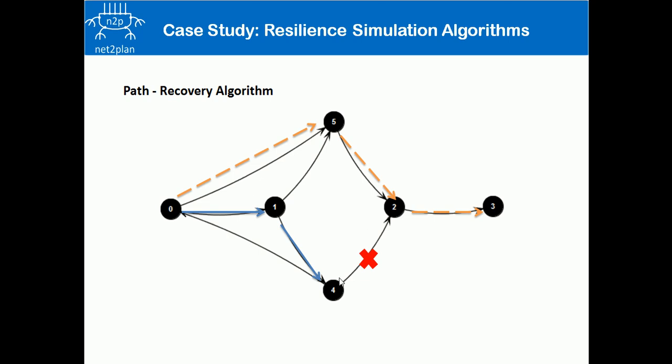In this example, in node 4, the link down is detected, but this algorithm generates a new path from the ingress node 0 to the egress node 3.